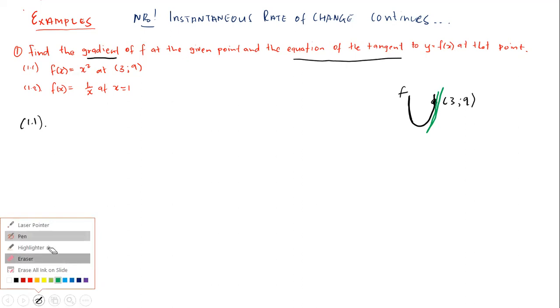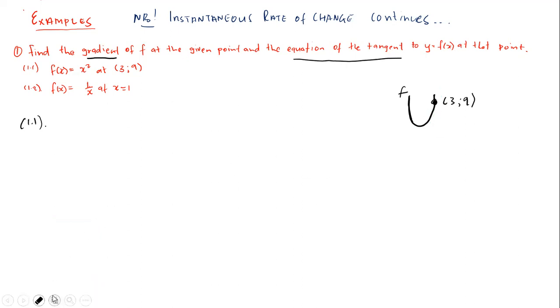This doesn't even look like a tangent. Let me try to fix it first. Okay, all right. So let's say here is our tangent. It's not gonna be perfect, but I'll try. So what we are looking for is the gradient of the tangent. We are also looking for the equation of this tangent, which is most definitely a linear function in the form y equals mx plus c. So firstly, let us determine the gradient before we determine the equation.